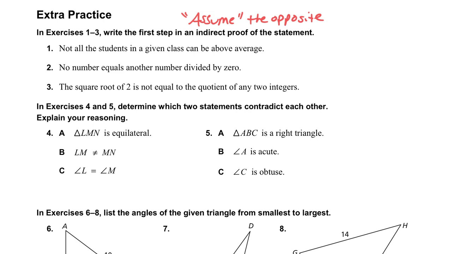So if we want to do an indirect proof, that means we want to do a proof by contradiction. How we would start the proof is we would start by assume, you have to start with that word, assume, and then what's the opposite of not all students? That would just be all students. So assume all students in a given class can be above average.